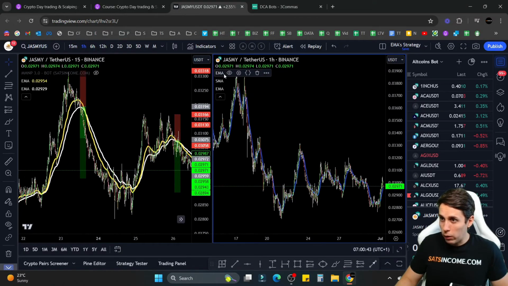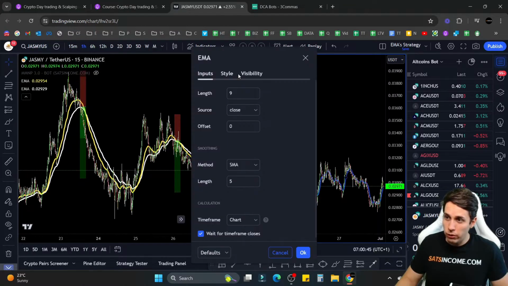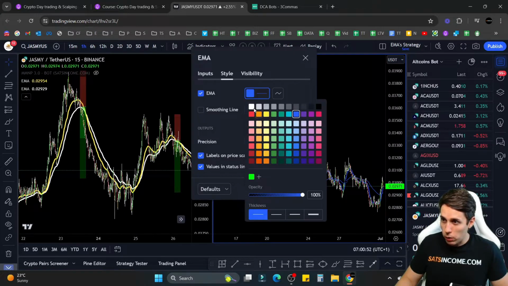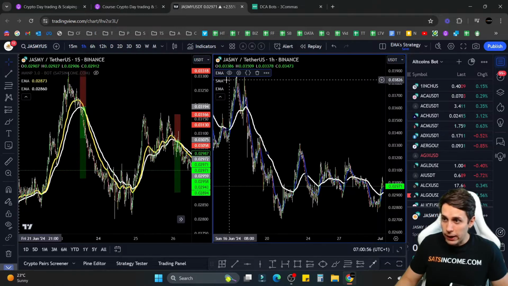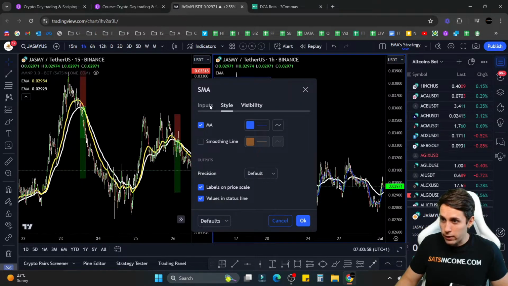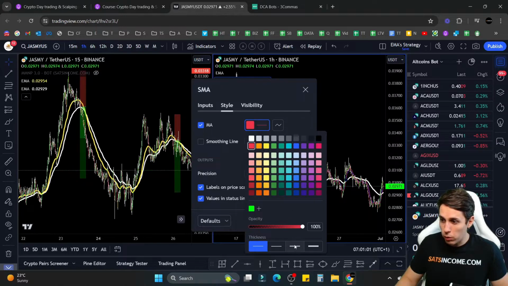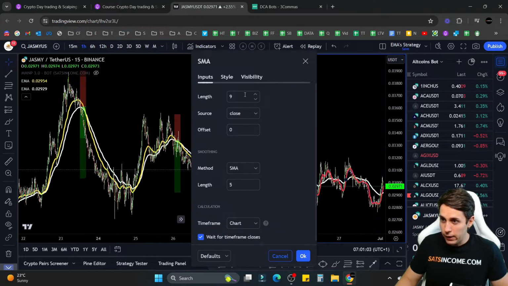Now we're gonna go to our anchor chart and start adjusting the moving averages, starting with the first one. The first one is gonna be the 55. We're gonna go to style, make it white again, make it thicker, hit OK. The second one is gonna be the 200 simple moving average. We're gonna make it red, thicker, inputs, 200, hit OK.